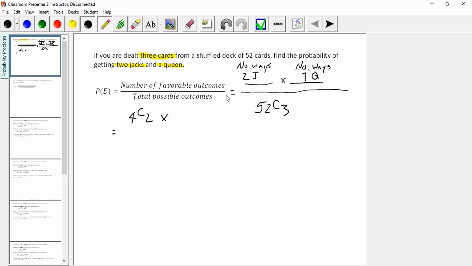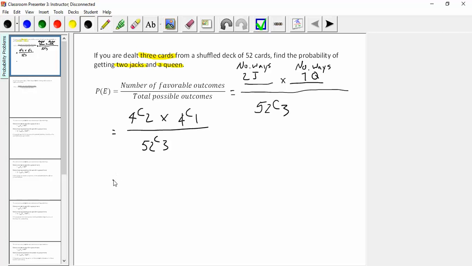Likewise, for the queens, we will do the same thing. There's 4 queens, and we're looking for the combinations that'll get us 1 queen. Okay, let's see. I'll just rewrite this here: 52 combo 3. Note that the 2 plus 1 makes the 3 cards that we're receiving in our hand. It makes sense. We said 2 jacks, 1 queen.